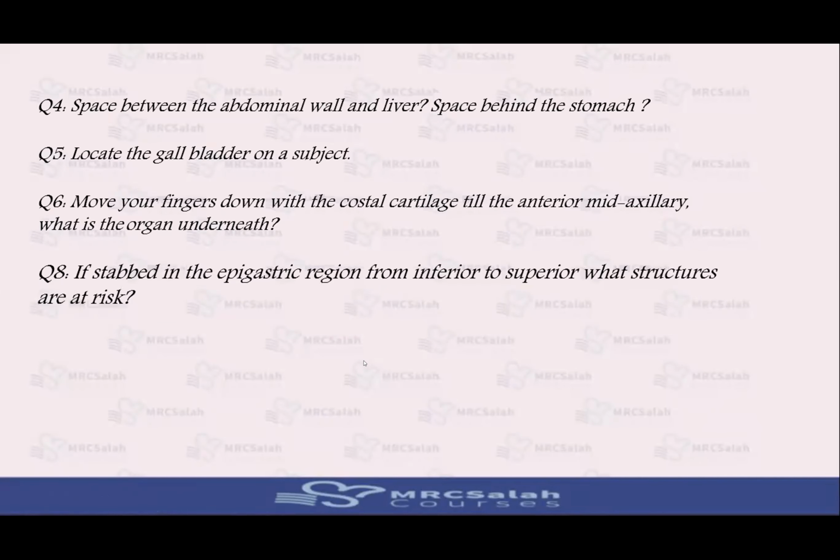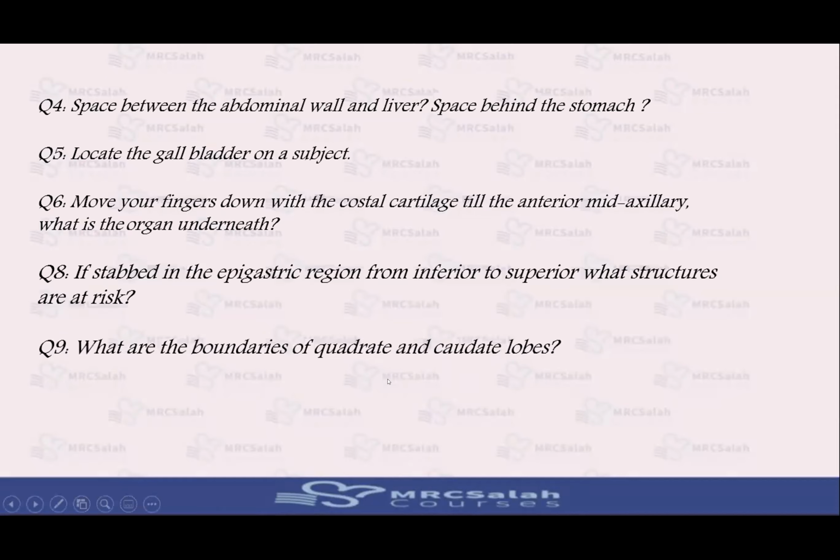If stabbed in the epigastric region, from inferior to superior, what are the structures at risk of injury? Most probably liver and stomach. Which part of the liver? Left lobe. Left lobe of the liver, stomach, and later on the diaphragm. Yes. Okay, what are the boundaries of the quadrate lobe?